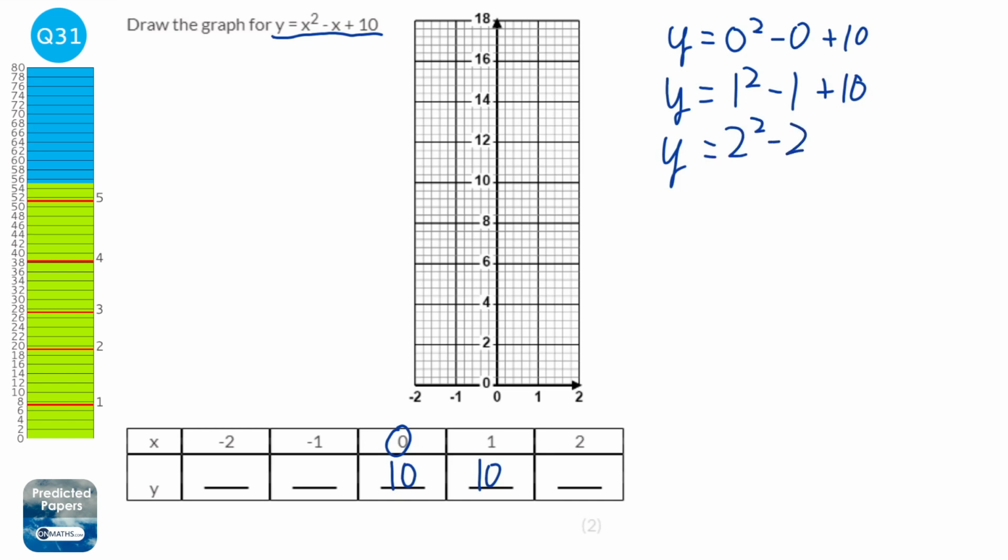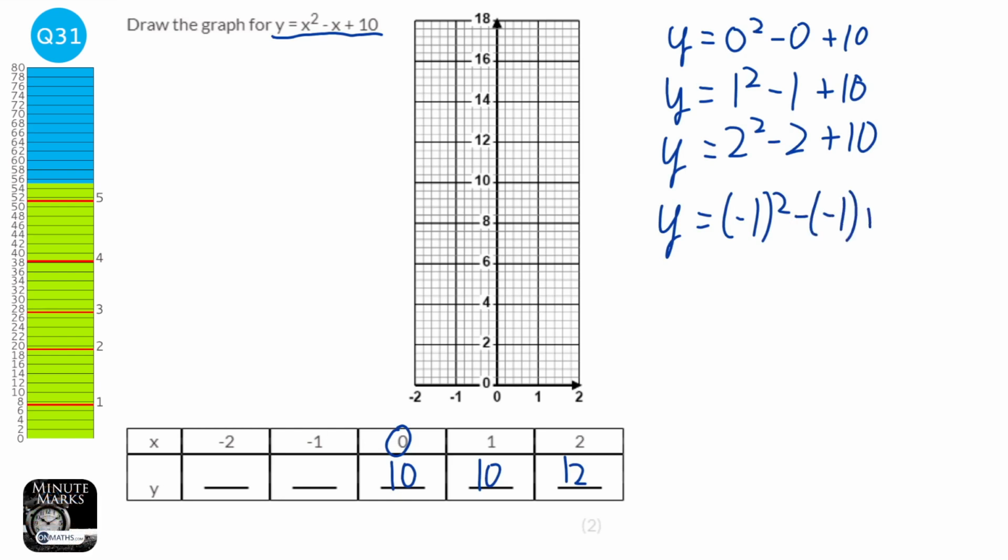2 squared minus 2 plus 10. 2 squared is 4. 4 take away 2 is 2. Plus 10 will be 12. Now we're going to do the negative. So we're going to look at minus 1. So it's y equals minus 1 squared. And it's going to be minus 1 plus 10. So a little bit more complicated here. Minus 1 squared is just 1. Now here you have two negatives together. When you have two negatives together, it makes a plus. So we've got 1 plus 1 plus 10, which is going to be 12.